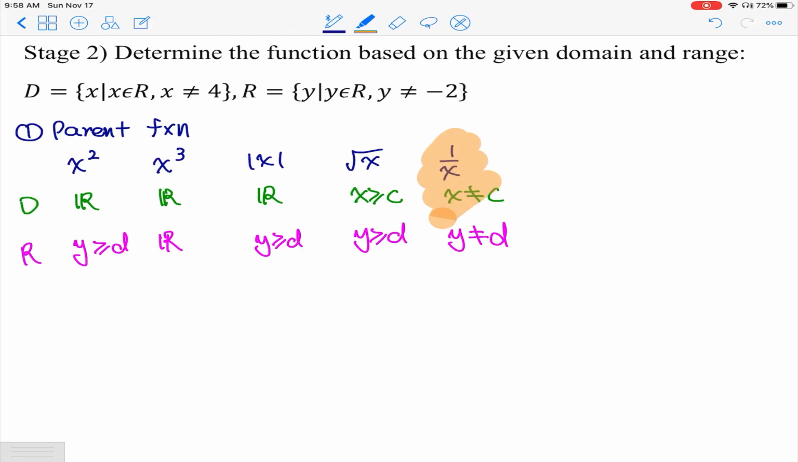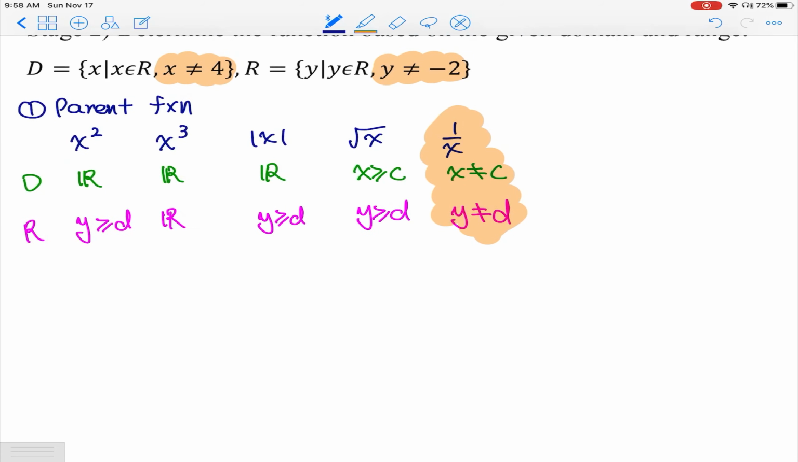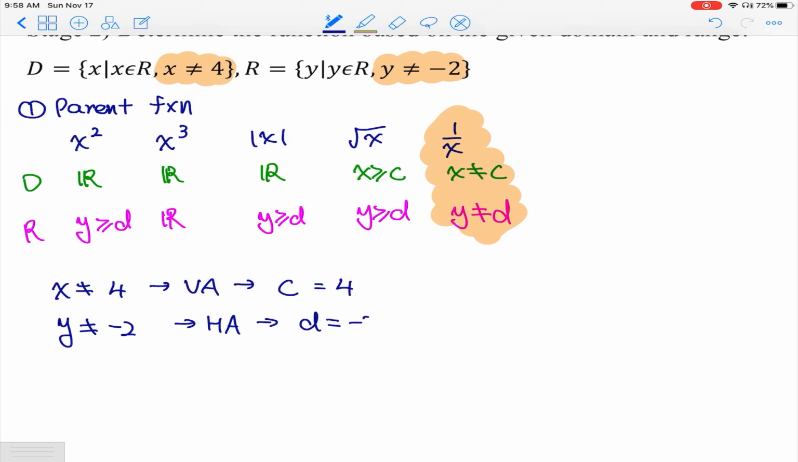The only thing that matches the domain and range given in the question is the rational function. From this, x can't be 4 gives me the vertical asymptote, which is the c value. So c is 4. And the next one, y can't be -2, gives me the horizontal asymptote, and that is basically d being -2. Therefore, our function f of x that has such domain and range is just 1 over x minus c, so x minus 4, plus d, so it will be just -2.